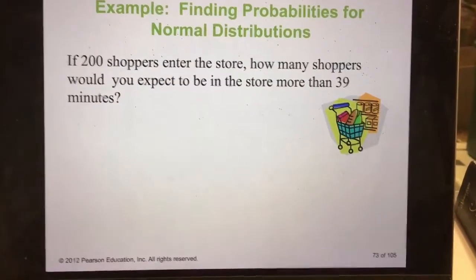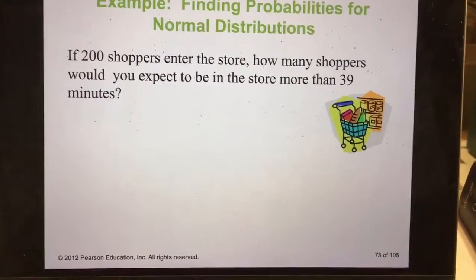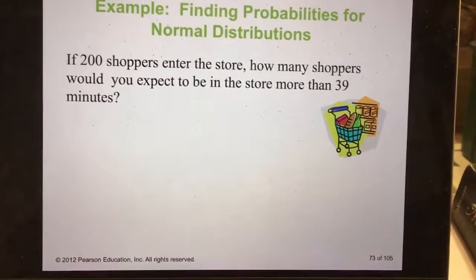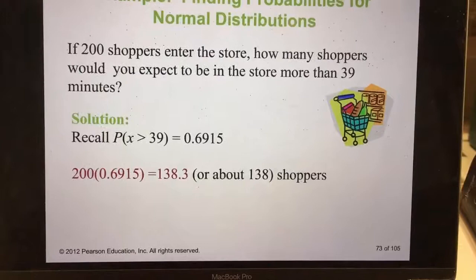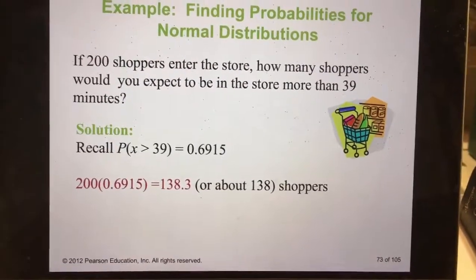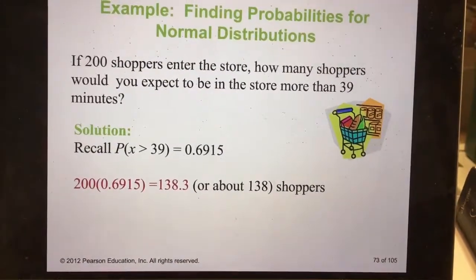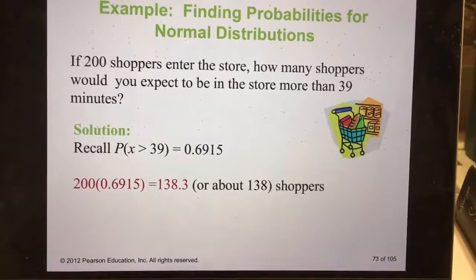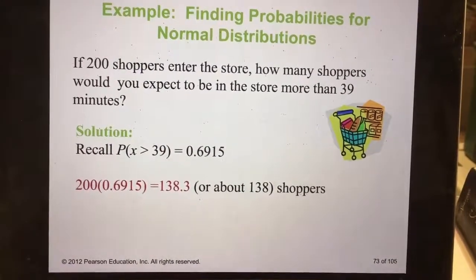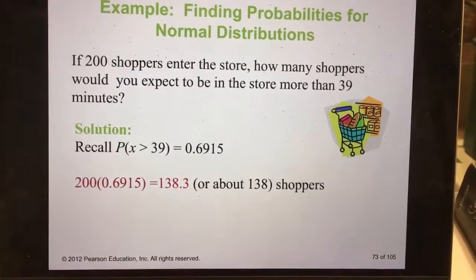If 200 shoppers enter the store, how many shoppers would you expect to be in the store more than 39 minutes? Okay, so we've got the probability of one shopper being in there longer than 39 minutes times the 200, which is 138 shoppers who will be in there longer than 39 minutes.